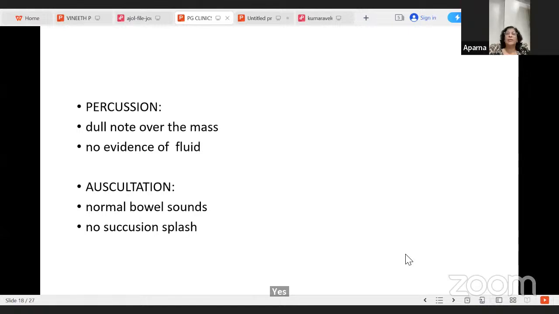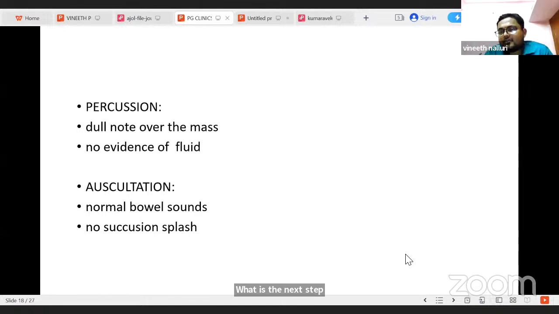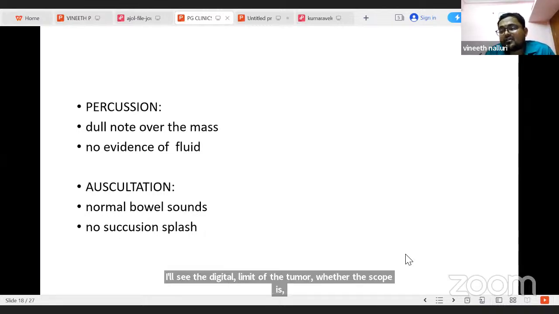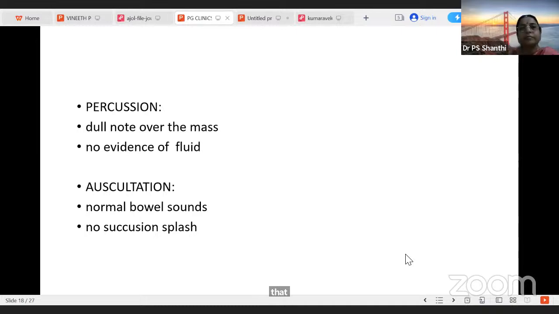What is the next step? UGI-scopy. In UGI-scopy, I will see the status of the esophagus, and also the status of the stomach and the mass, from where it is arising. And I'll see the distal limit of the tumor, whether the scope can be passed crossing the lesion or not.